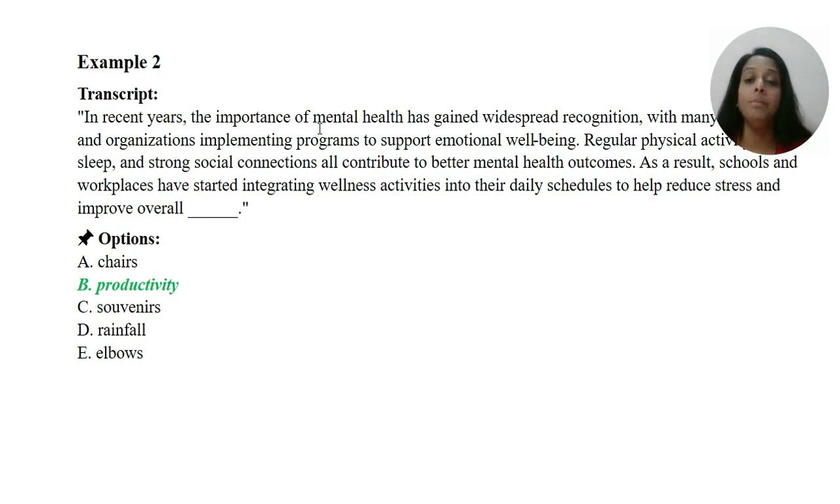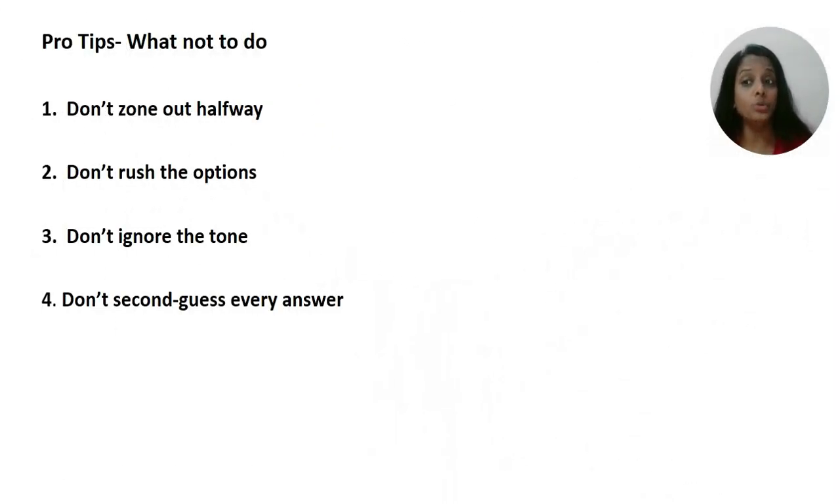So, this is the important thing here. You need to identify the theme, the outline. So, logically, the final sentence must point to a positive result of those wellness initiatives. So, obviously, improve overall productivity is a common collocation, and that makes perfect contextual sense. If you look at the other words like chairs, elbows, rainfall, souvenirs, they are completely unrelated or silly in this context, right? Now, let's see some of the pro tips.